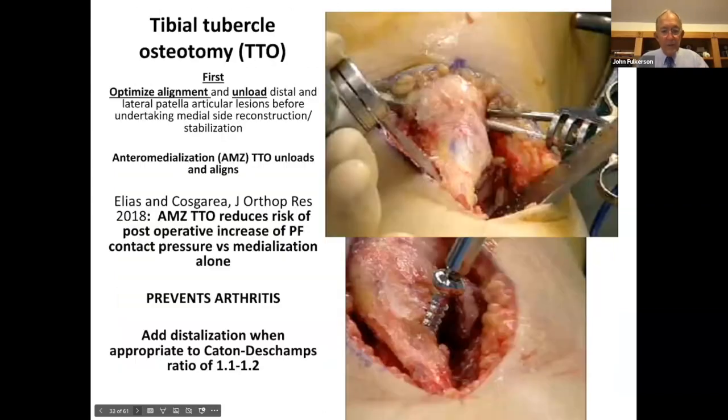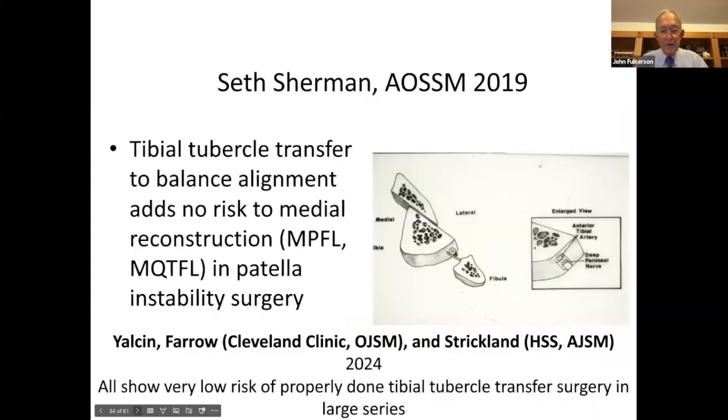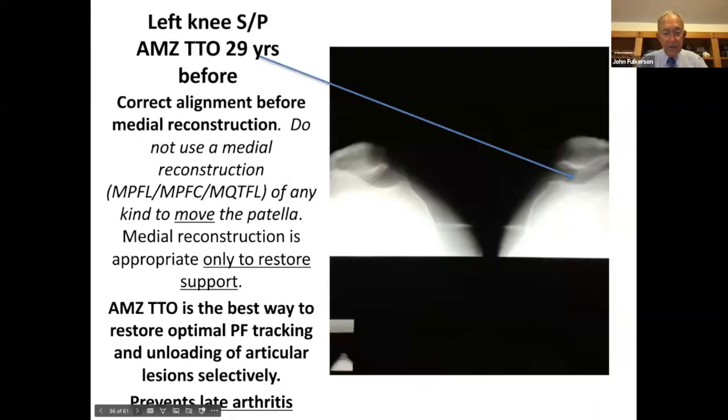So tibial tubercle osteotomy, Dr. Sherman has talked about very well. It's not much need to go into that in a whole lot more detail. Next slide. Dr. Sherman himself was quoted back in 2018, I think, at the 2019 AOSSM meeting, and other studies now with Serkan Yalçın and Latul Farrow have shown, in Sabrina Strickland, that adding a tubercle transfer really doesn't add much risk. Next slide, to the MPFL reconstruction.